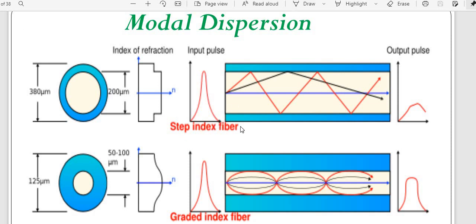This is your step index fiber. So whenever I say step index, graded index, you have to draw this particular diagram, not the previous one. Single mode, multi mode, that is different. They ask index value. So here step index fiber and graded index fiber. If they ask modal dispersion diagram, you have to draw this and explain for that.